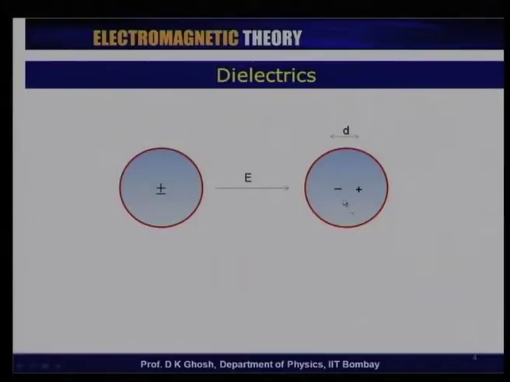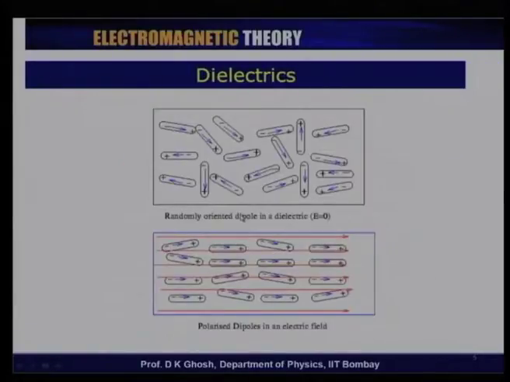Now, the result of this is to create a dipole moment whose magnitude is q times this distance, and the direction, as we have learned, is from the position of the negative charge to the position of the positive charge. Now, this is what happens and creates an induced dipole moment. Now, let us look at what happens in bulk.